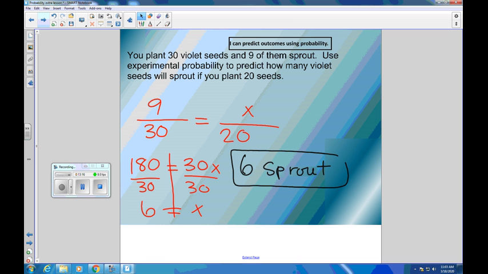Okay, your assignment for this is a worksheet. It can be found on Schoology. You need to do this worksheet, and then we're going to do a review, and then we're going to have a quiz on probability.